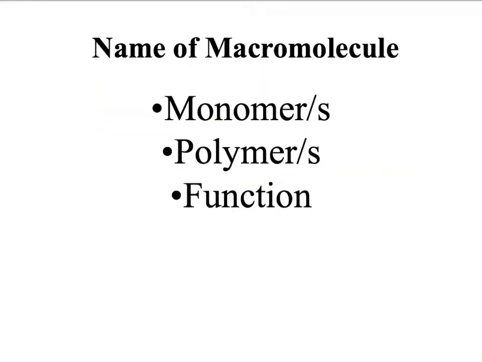Okay, this is going to be the beginning of me going through each of the 4 major biological molecules, or macromolecules. For each one, I'm going to go through at the minimum the names of its monomers and give some examples, the names of its polymers and give some examples, and then the function of that macromolecule. Why do we need that biological molecule in order to survive?